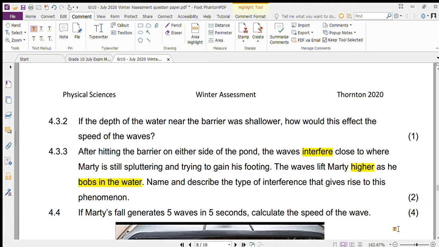Name and describe this type of interference for 2 marks. So the first mark is going to be the name of it, and the second is the description. So it's constructive, and you needed to tell me that it's the sum of the amplitudes of the individual pulses.